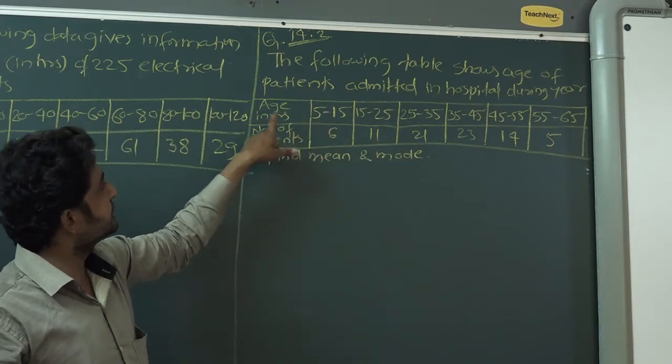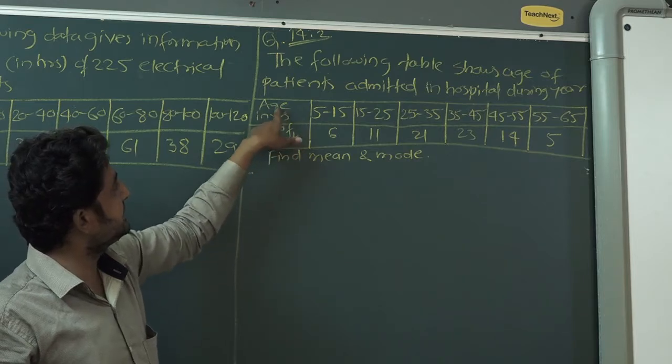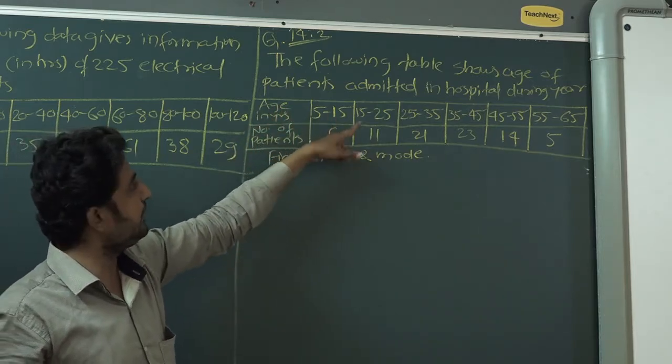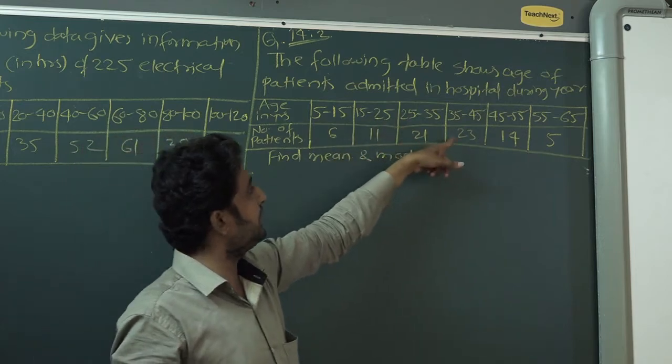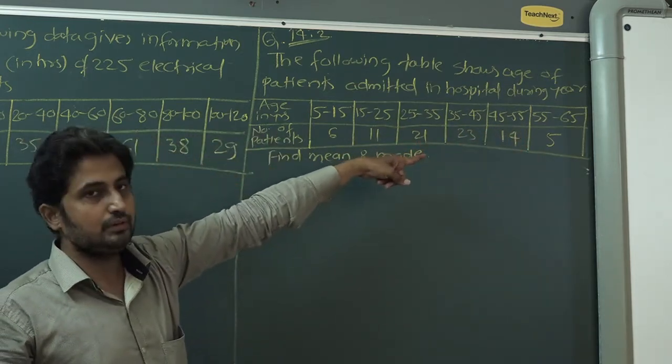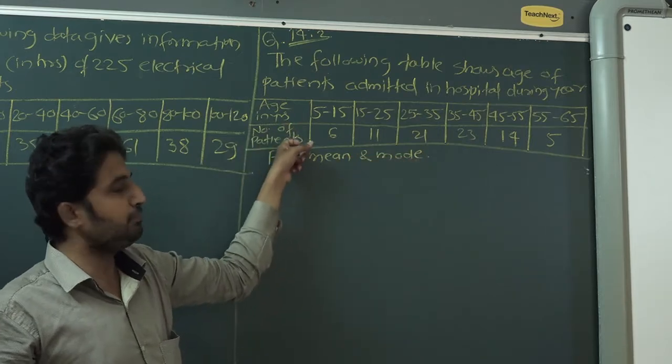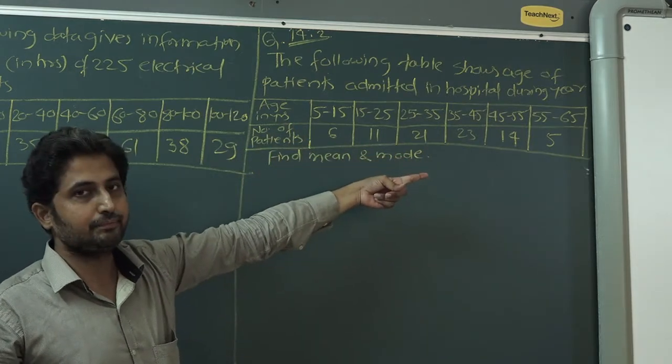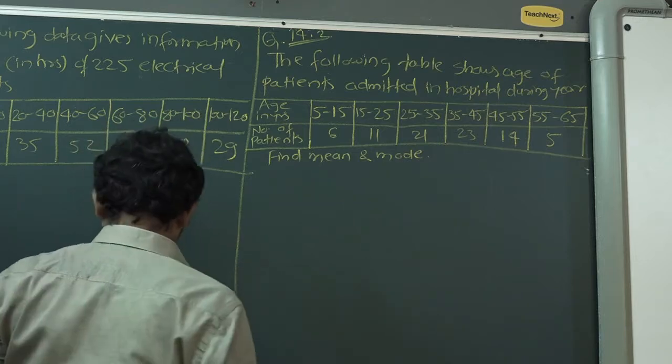So dear students, if you observe this, it is age in years 5 to 15, 15 to 25, 25 to 35, 35 to 45, 45 to 55, and so on up to 65. And the number of patients is given like this. Now we have to find the mean.